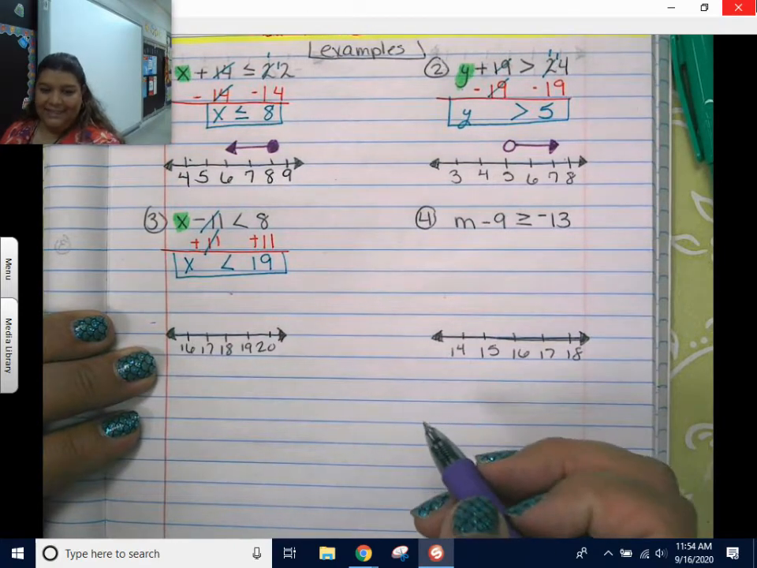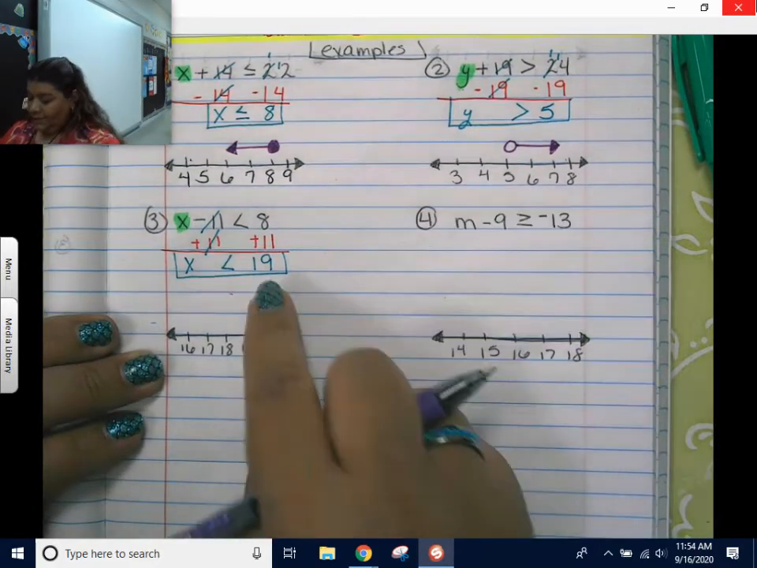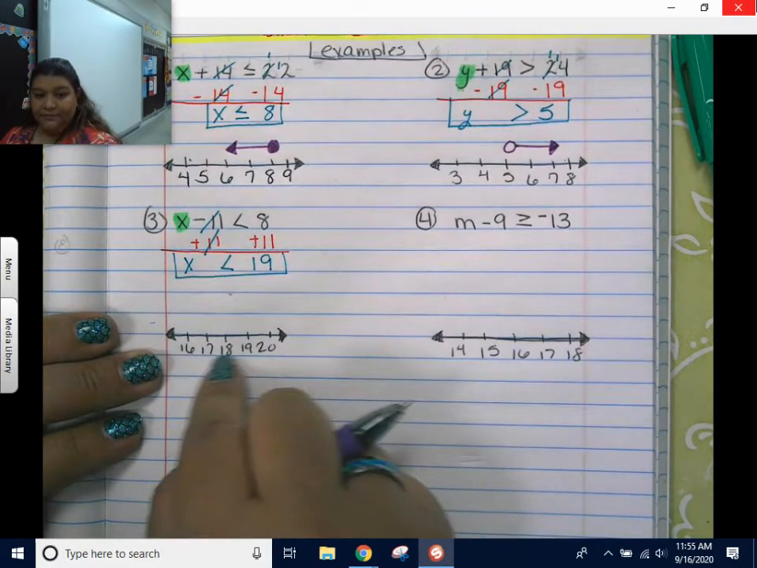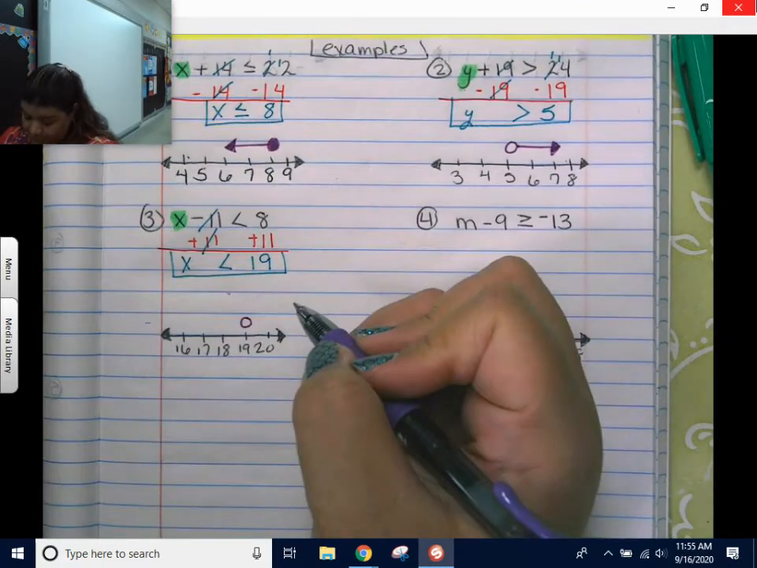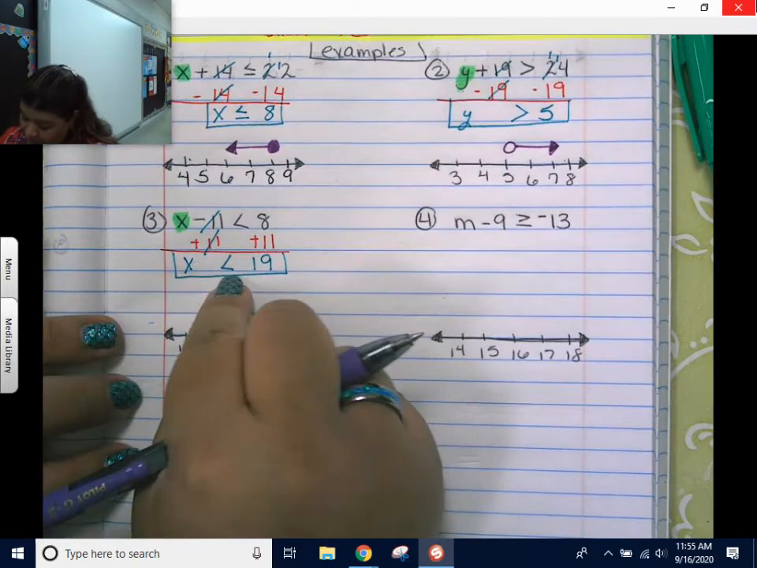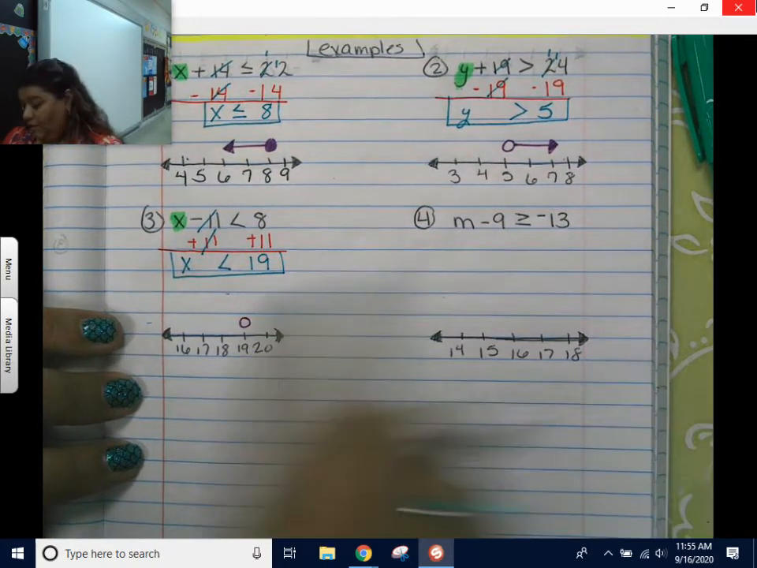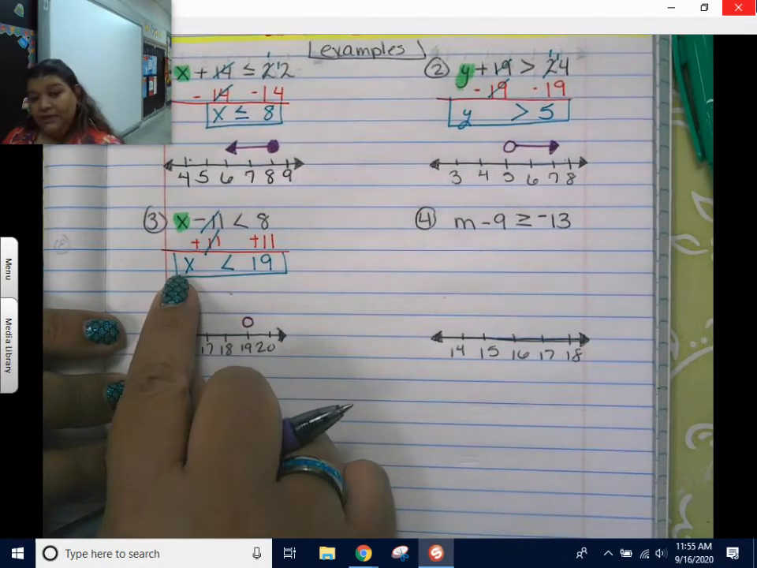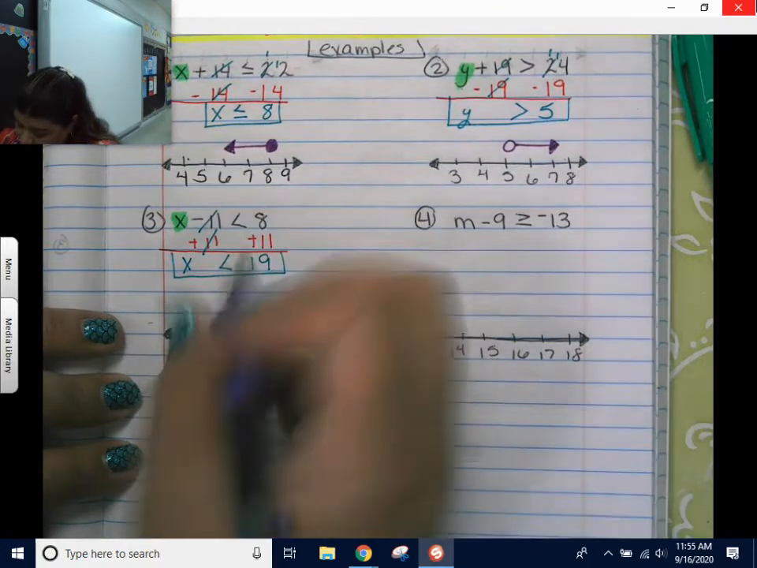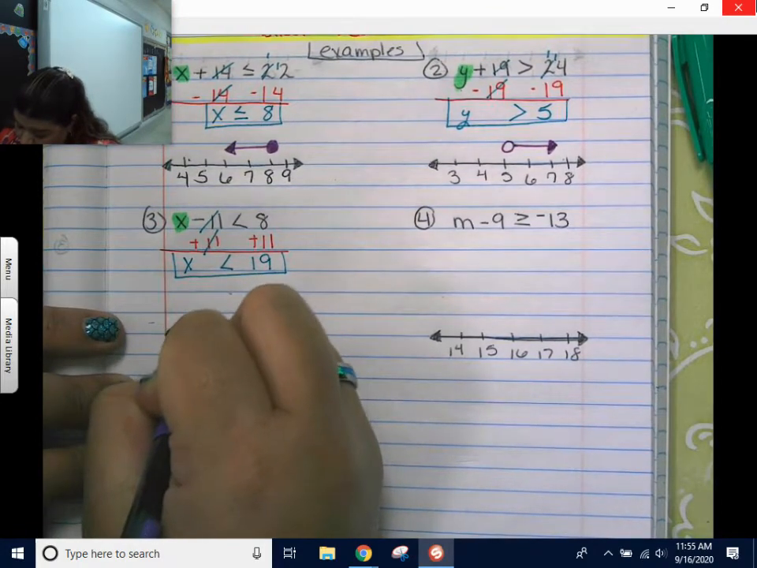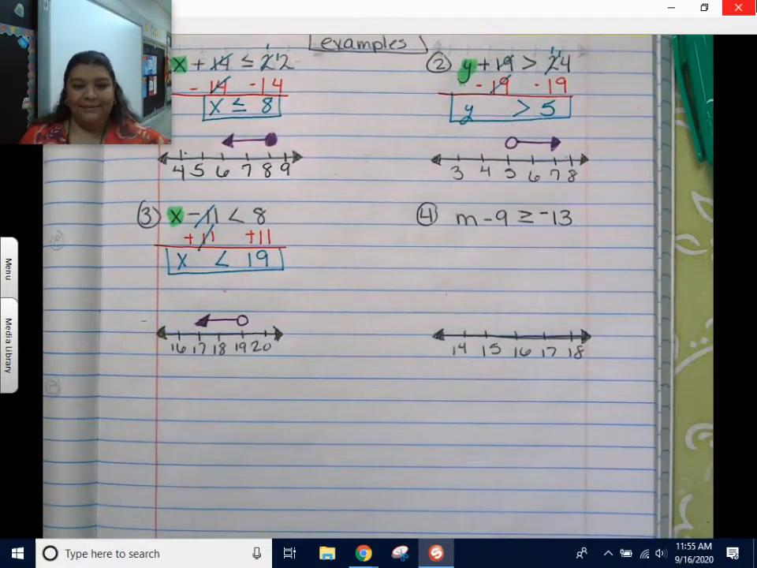Good. Let's go ahead and graph it. Where's your starting point? 19. Open or closed circle? Look at your sign. It is going to be open. 19 is not included. And are my answers less than or greater than? Less than. It's pointing to the left, so I'm going to make sure my arrow goes to the left. Just like that.